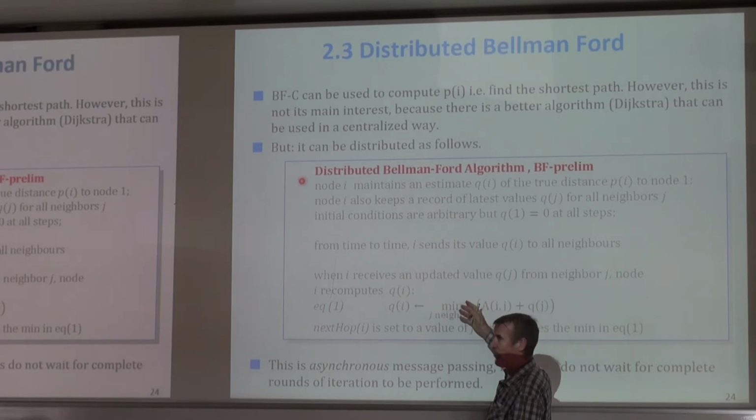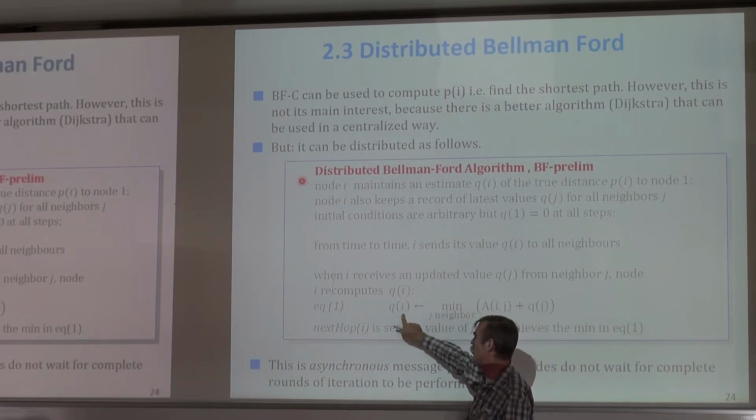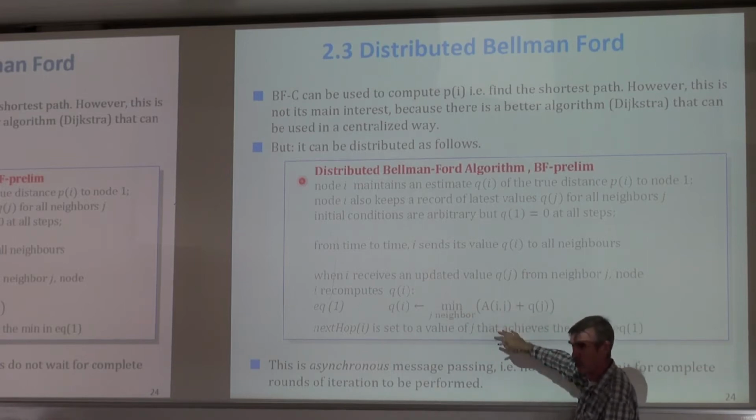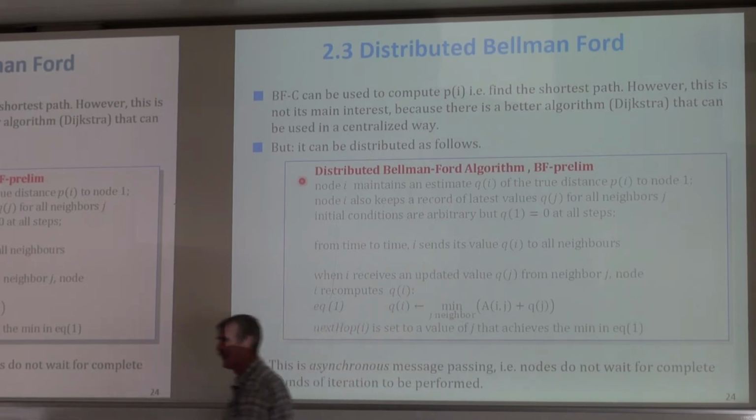Sometimes receiving a new value of Q will change the value of the minimum, sometimes not. In any case, you update Q by taking the new value. If this doesn't change the value of your Q, then nothing happens. If it changes it, then you update it. So this is exactly the message passing interpretation of the centralized Bellman Ford.